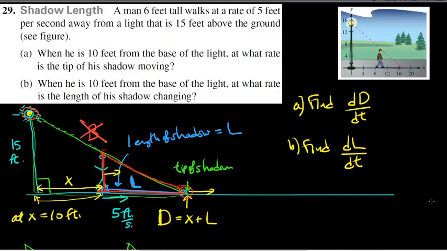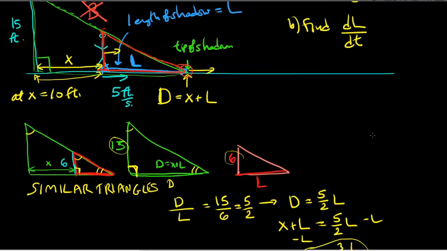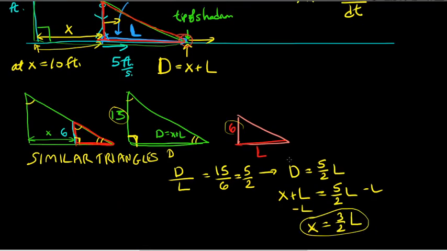Okay, what are we looking for? We're looking for dD over dt, capital D, and dL over dt. So if this is D here, what's its derivative? There's probably a better way to do this, but what's the relationship between x and D then? Is that clear?